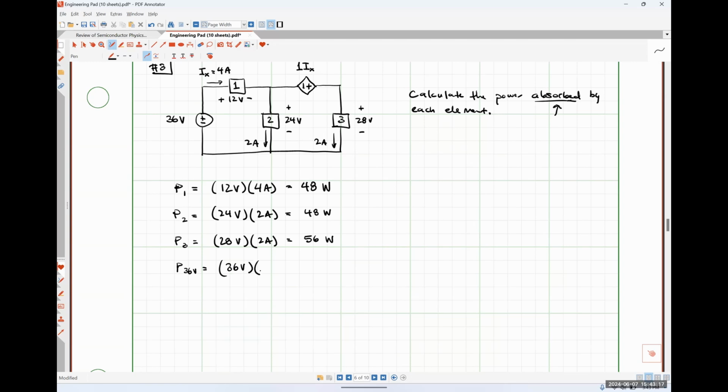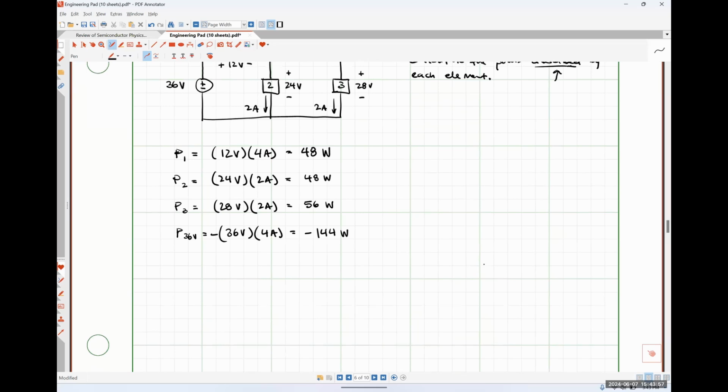How much current is flowing through the 36 volt source? 4 amps. I agree with that. Is that 4 amps of current flowing into the positive polarity terminal or into the negative polarity terminal? Into the negative. So because it's flowing into the negative polarity terminal and we're calculating absorbed power, we need to add a negative sign. So 36 times 4 times -1 is negative 144 watts.